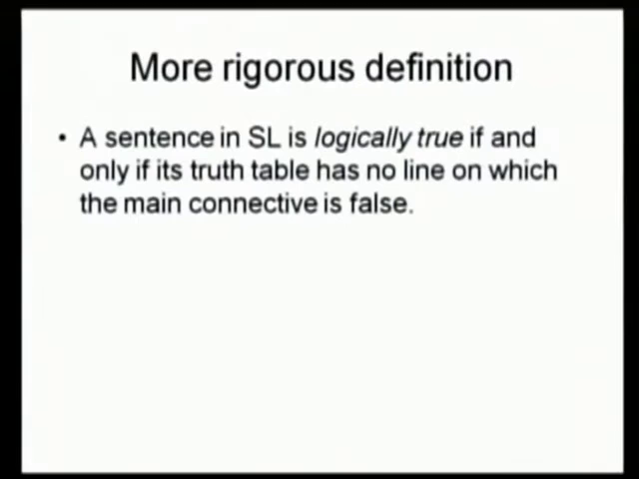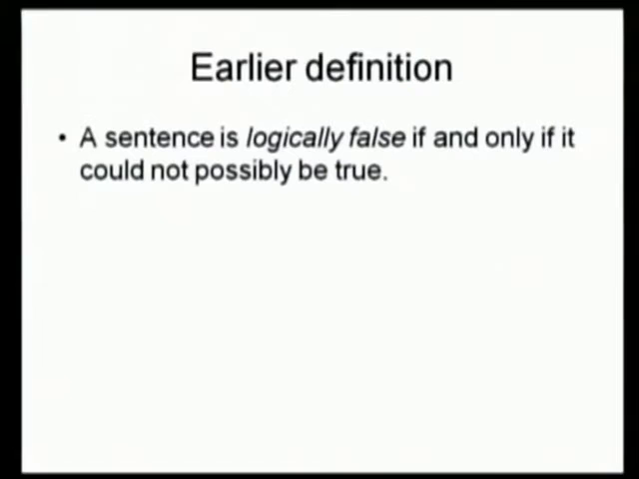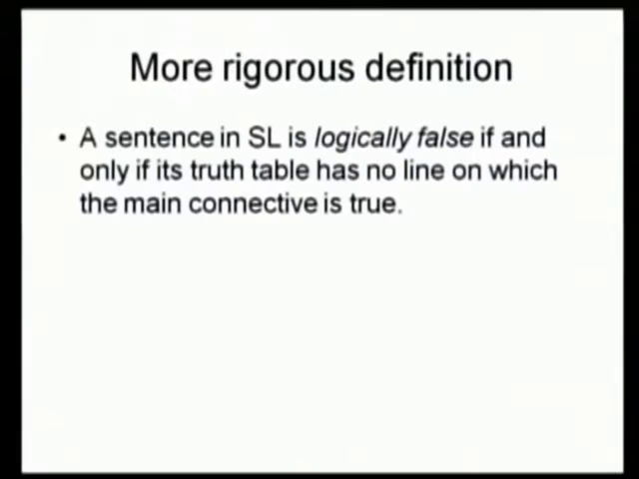Before, we defined logically false in this way: a sentence is logically false if and only if it couldn't possibly be true. Now we have this more rigorous definition that says it's logically false if and only if its truth table has no line on which the main connective is true. Every line has main connective F.